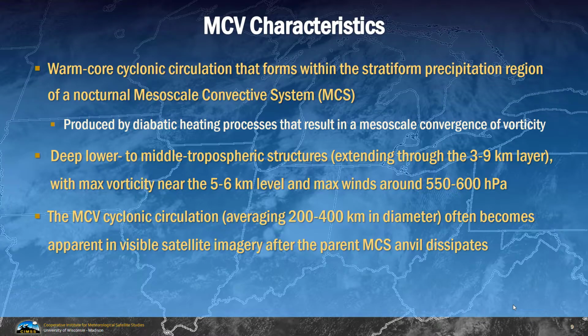What are some characteristics of MCVs? These are warm core cyclonic circulations that form within the stratiform precipitation region of a nocturnal mesoscale convective system. So you might expect that diabatic heating is very important to their presence. They're fairly deep, low to mid tropospheric structures, so from, say, 700 up to 300 millibars, with a vorticity maximum and maximum winds in the mid-troposphere around 550 to 600 millibars. This cyclonic circulation, they're always cyclonic, becomes apparent in visible imagery as the cirrus canopy of the parent MCS dissipates.